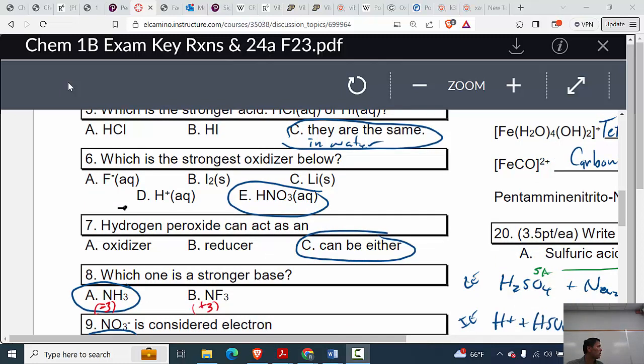Hydrogen peroxide can go either way. Oxygen's -1, so it can gain an electron to go to -2, or it can lose an electron to just go to O0 or O2. And so hydrogen peroxide is an interesting one, but it can go either way, but not with equal ability. It's a much better oxidizer than it is a reducer.